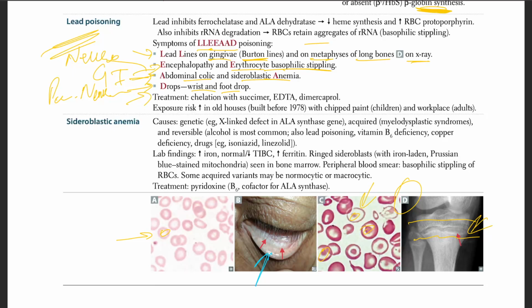Treatment for lead poisoning is to chelate with succimer, EDTA, and dimercaprol.